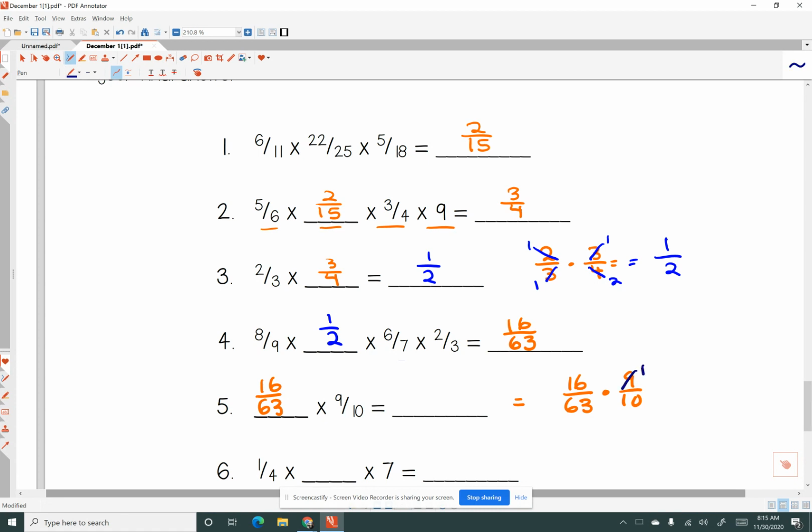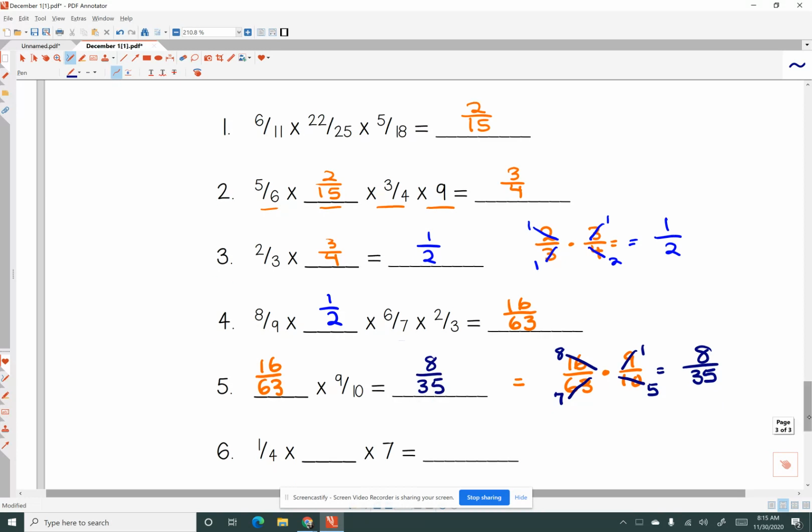9 divided by 9 is 1. 63 divided by 9 is 7. 16 and 10 are both divisible by 2. 16 divided by 2 is 8. 10 divided by 2 is 5, which will give us 8 times 1 is 8. 7 times 5 is 35. And that's our final answer, 8 over 35.